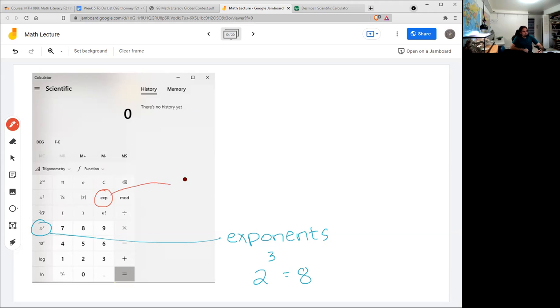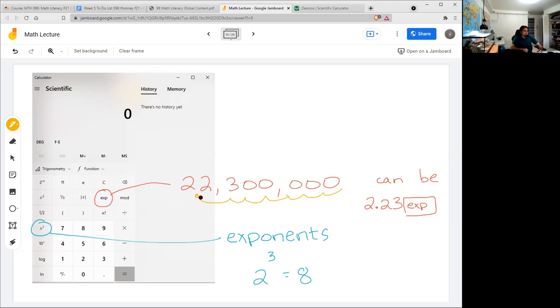That button, if I want to say 22,300,000, I can input it as 2.23, and then I do that EXP button. And how many decimal point scoots did I just do? 1, 2, 3, 4, 5, 6, 7. So I would put a 7 there.